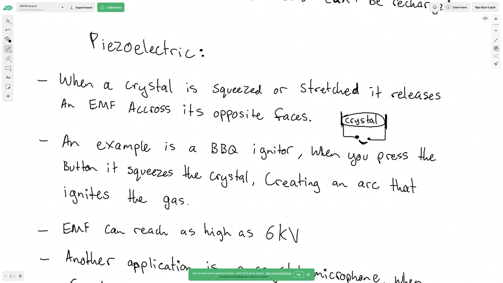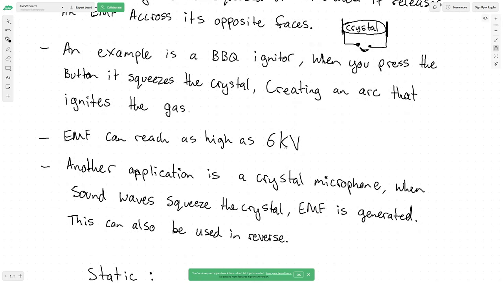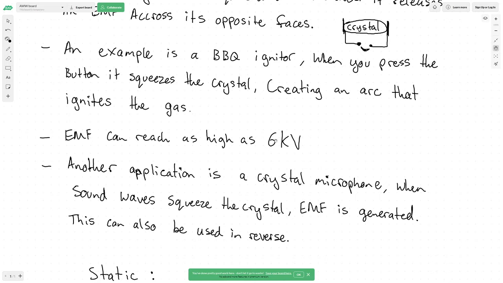So this EMF between these faces can reach quite high, can reach 6 kilovolts, which is very high, especially compared to what we normally use. But just remember, at home when we've got 230 volts, we can have a lot of current with that. Whereas this EMF here doesn't really have a lot of current behind it for most applications.